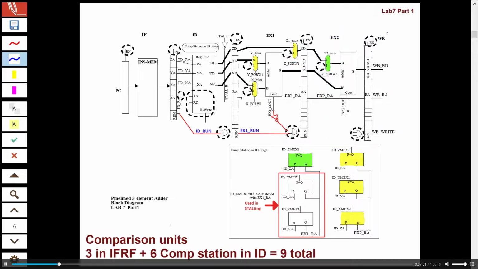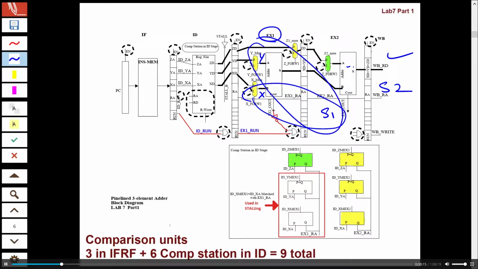The only situation that cannot be helped through forwarding is for X or Y who needs help at the beginning of the EX1 clock. Senior 2 can help at the beginning of the clock, but senior 1 is still working on producing his result. So for the dependence between these two, as indicated by this, we have to stall. We cannot handle the dependency.